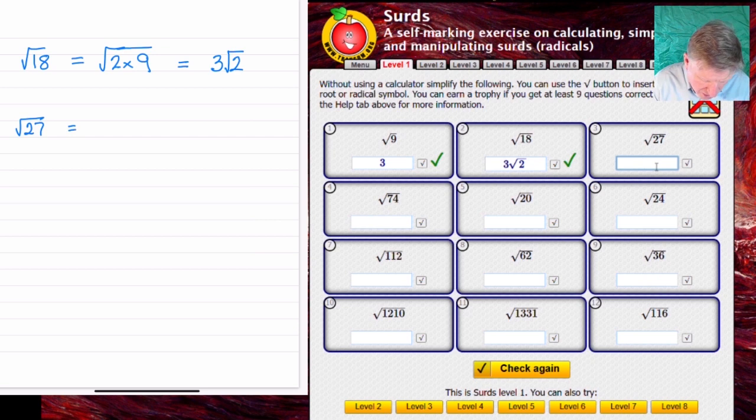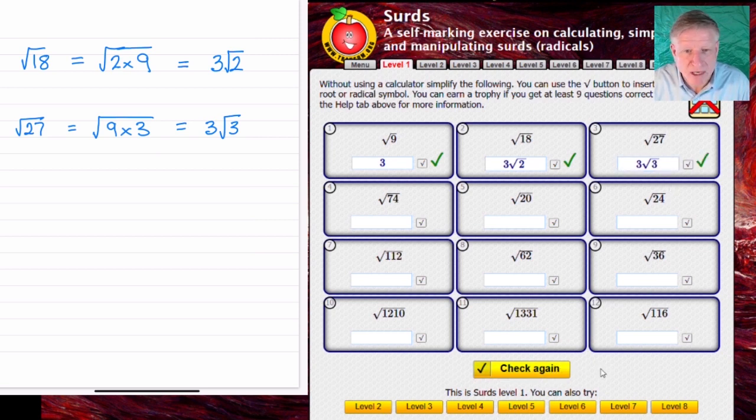Let's try this one, the square root of 27. Well, that's equal to the square root. How can I make up 27? Well, it's 9 times 3. And as we saw before, we know what the square root of 9 is. It's 3. So it gives us 3 root 3. We could work out the square root of 3 if we had a calculator, but it would be an irrational number. It would be a decimal that went on forever. So let's leave it as it is. Okay, the answer is 3 root 3. 3 square root 3. Check. Yes, we've got it right.